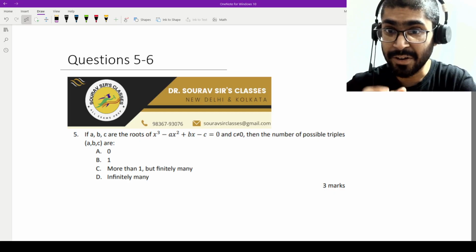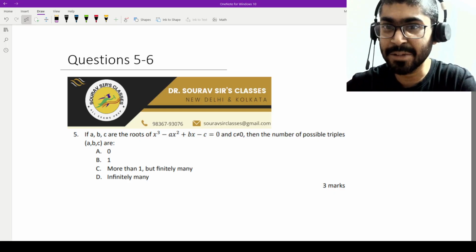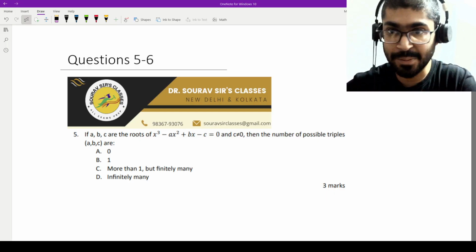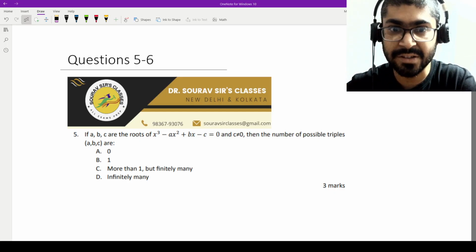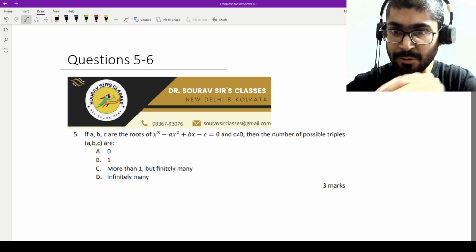Question 5 is however a 3 marks question, so we should pay a bit more attention here, because if you get this in the exam then you would be quite a bit ahead. Because this is a 3 marks question, right? So it will create quite a lot of difference. Okay, now how will we solve this question?